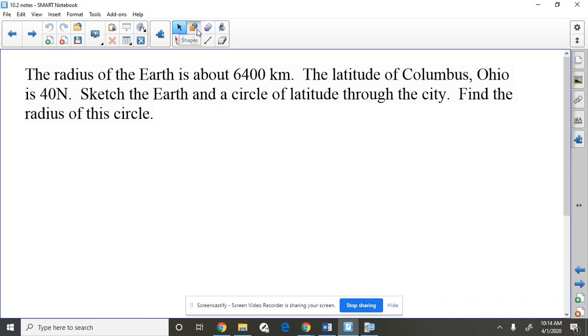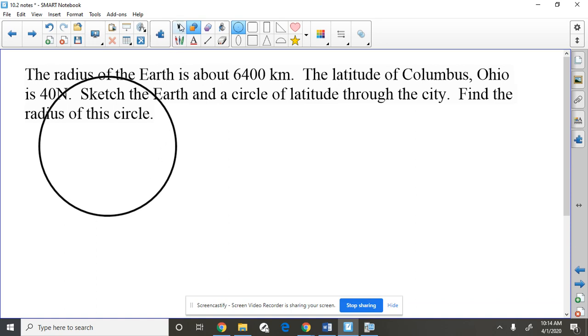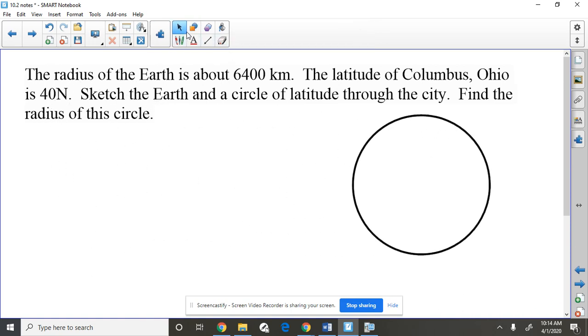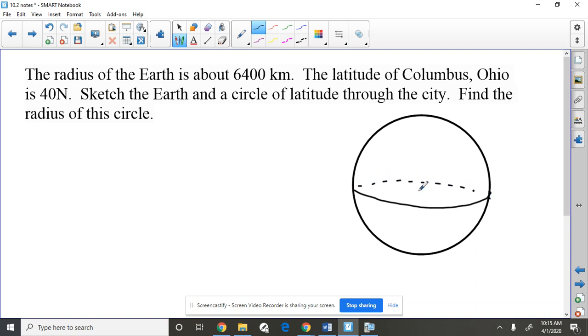So to sketch the Earth, let's make a circle. And to try to make this look a little three-dimensional, the Earth has an equator, which looks like this. Here's the center of the Earth. And what we're talking about is Columbus, Ohio, which is at 40 degrees north.